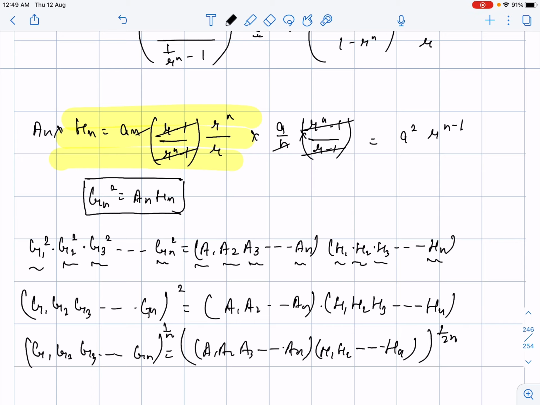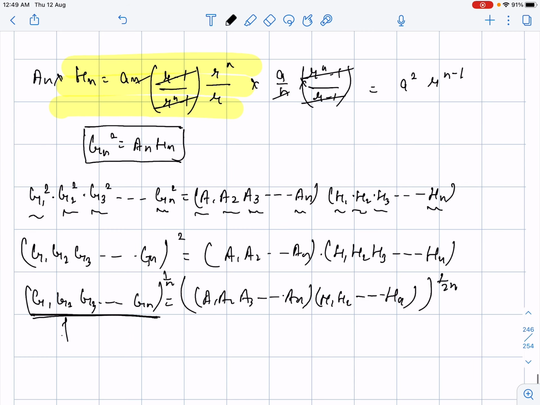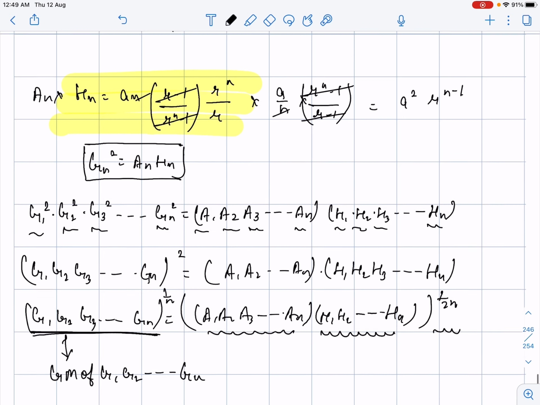And that only they had asked us in the question: find the expression of gm of all these numbers. This is the gm of g1, g2, g3, the geometric mean of g1, g2, g3 goes on up to gn. So that will become a1 dot a2 dot a3 goes on up to an multiplied by h1 dot h2 dot h3 goes on up to hn, whole to the power 1 upon 2n.